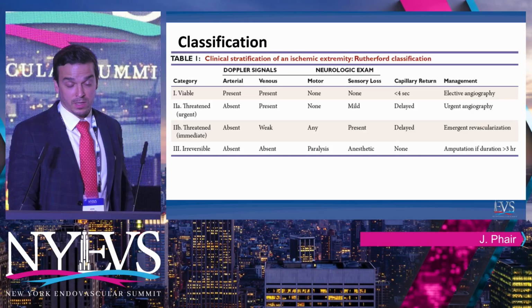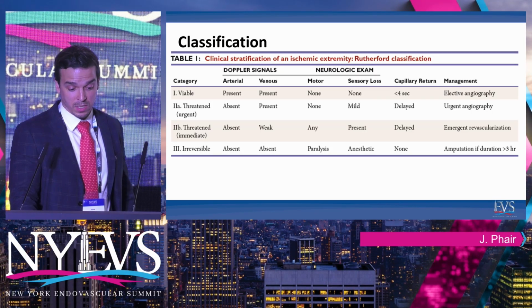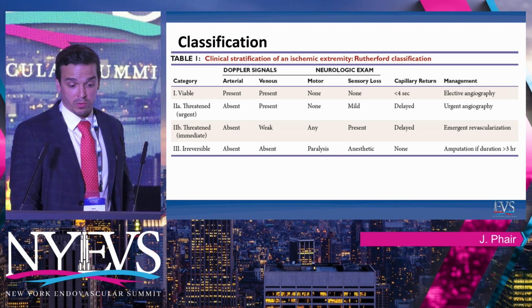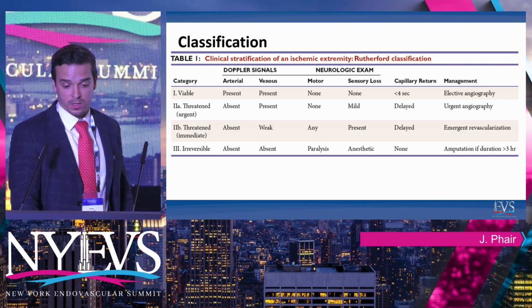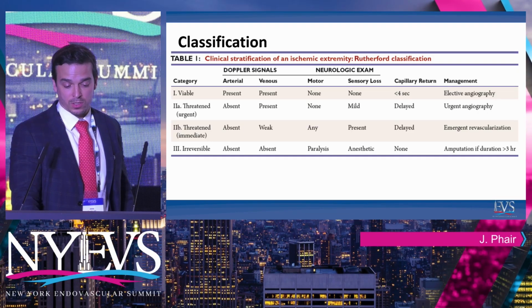The thing that's not really talked about that much is class 3, and class 3 is very important to recognize because these patients do not do well with the revascularization, and we'll go into that a little bit later, but you may want to try your hardest to revascularize, but it's going to make the patient worse.